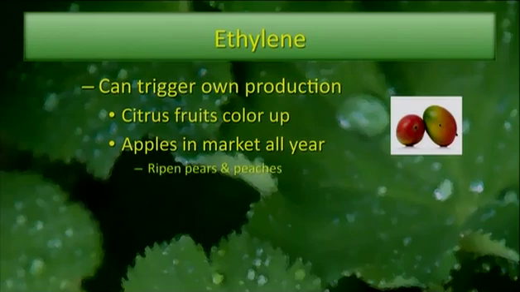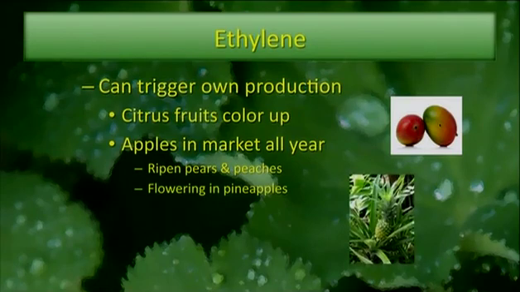Ethylene can ripen pears and peaches. When you get those little gift boxes with pears wrapped up in foil or in tissue paper, it's actually to help the fruit ripen. And it can induce flowering in pineapples. It can also cause members of the pumpkin family to produce more female flowers. So if you have more female flowers, you'll have more fruits.